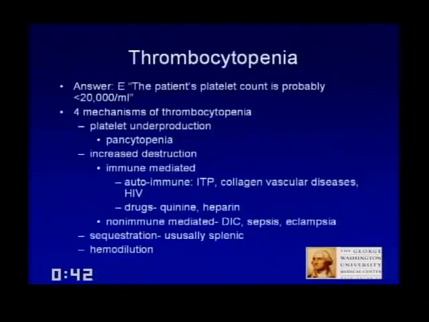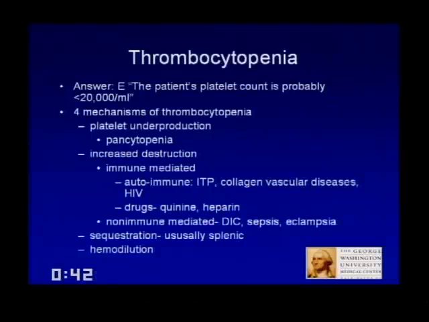A few quick words about thrombocytopenia. There are 4 causes of thrombocytopenia. Platelet underproduction, which is usually associated with pancytopenia. So those patients, in addition to having a low platelet count, will usually be anemic and will often have a low white blood cell count.